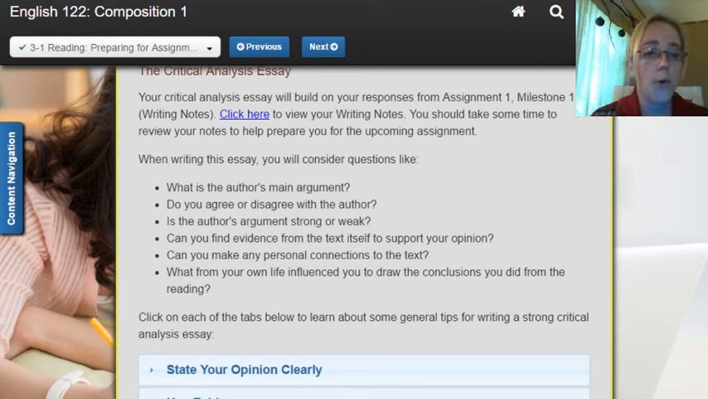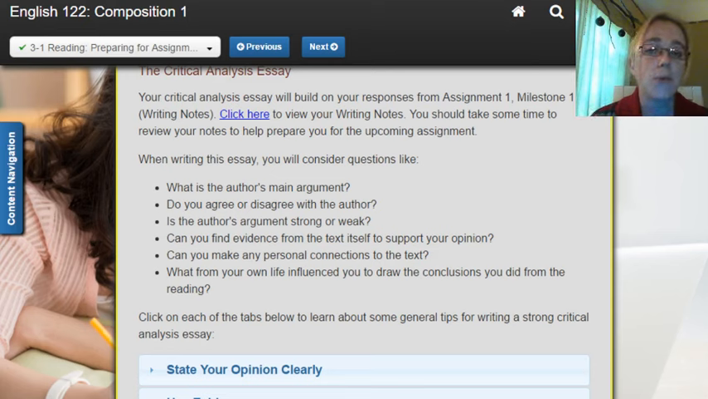Do they support that opinion that you have of whether or not the author's argument was strong or weak? That startling statistic that they might include, or that really humorous satirical language they might use, are there any examples of that in that essay that support your opinion or your claim?